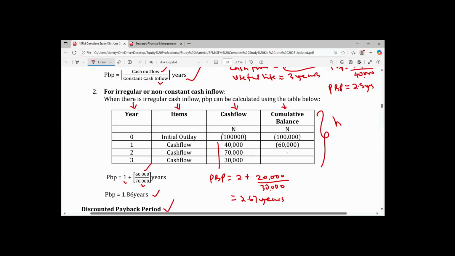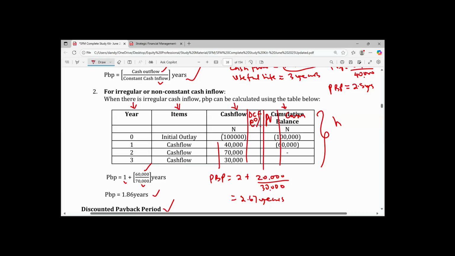Okay, for example, you create a column, call it discount factor. All right. Then you create another column for present value. Then you create the last column for your cumulative.